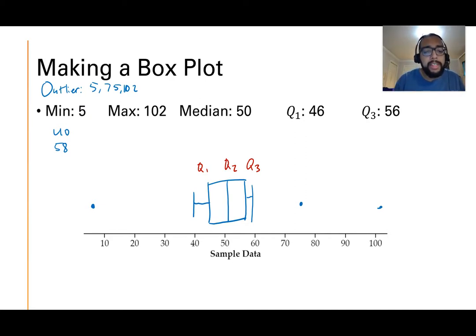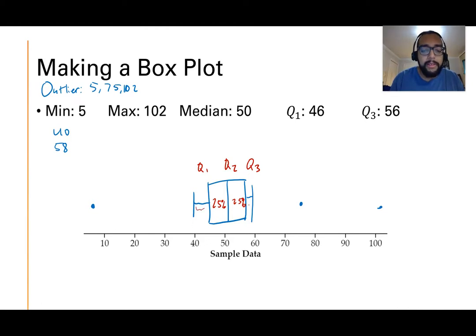One thing to remember, this has 25% of the data. This has 25% of the data, which means that 25% of our data is in between quartile 1 and quartile 2, and 25% is between quartile 2 and quartile 3. And this also means something, and I probably should have mentioned this in class. I just kind of jumped the gun on the box and whisker plots.